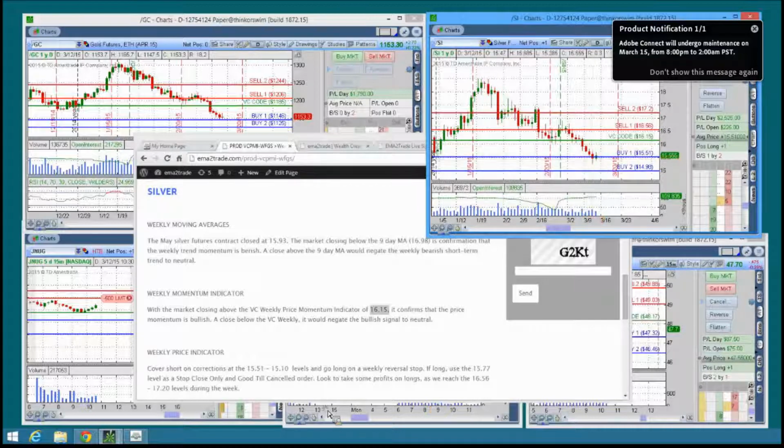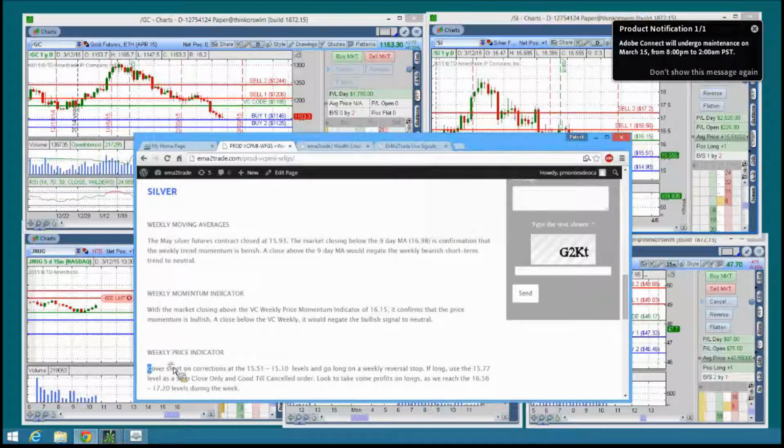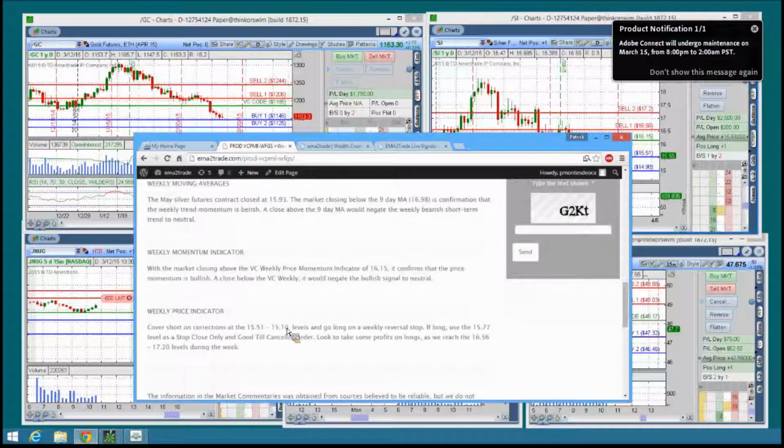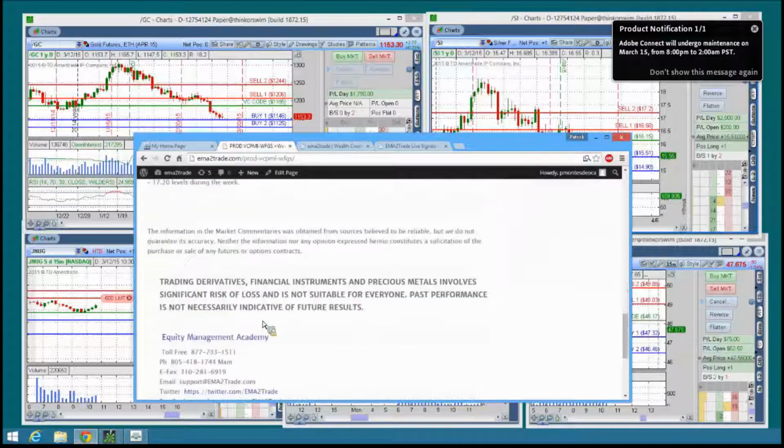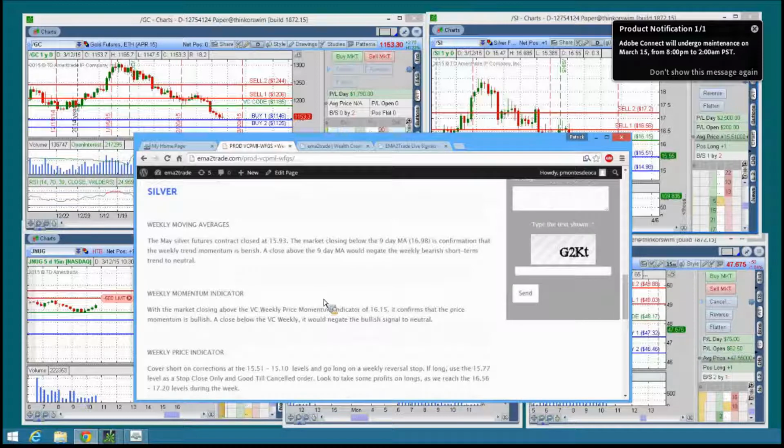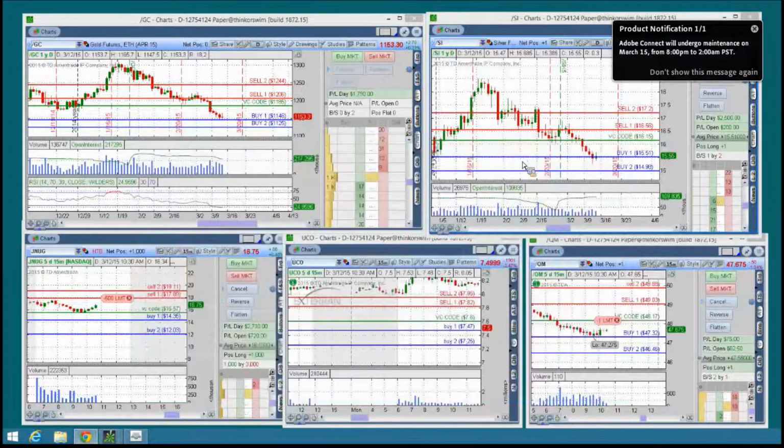But you should buy. It tells you right here that if we come down, cover short on corrections to the 1551 to 1510 levels and go long on a weekly reversal stop, and use the 1510 actually as your stop. The targets above basically are into that 1656 to 1720 area that we're looking at. So this is a very, very precise way for us to calculate the trades once we enter the algorithms, using the weekly algorithms that you see here.